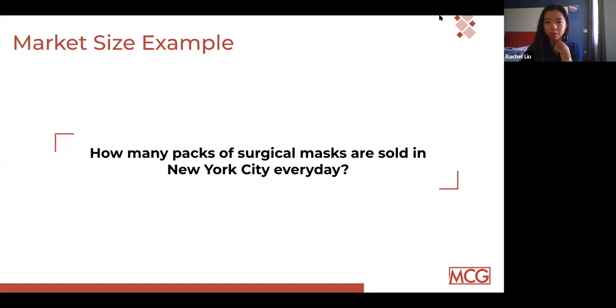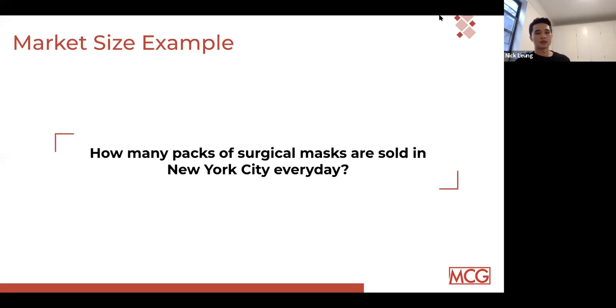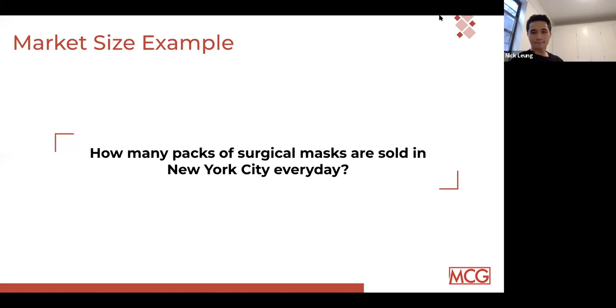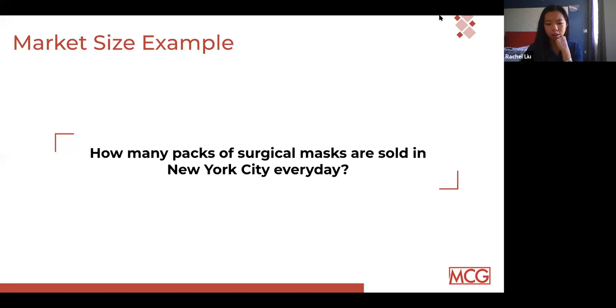Maybe half? Assume half have gotten reusable masks? Yeah, sure. So let's say 50% of people are wearing surgical masks. Cool. And what would your reasoning be for that? I'm assuming that a certain percentage would have gotten reusable masks, a certain percentage would have gotten face shields and stuff, but the blue masks are still very cheap and very common.